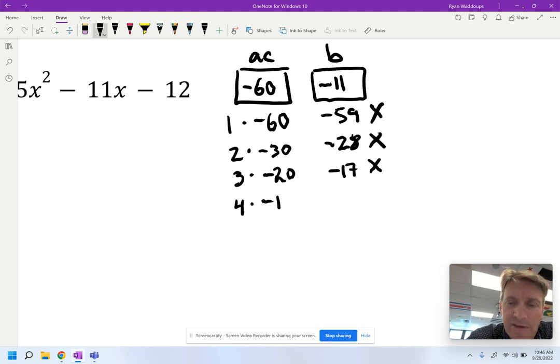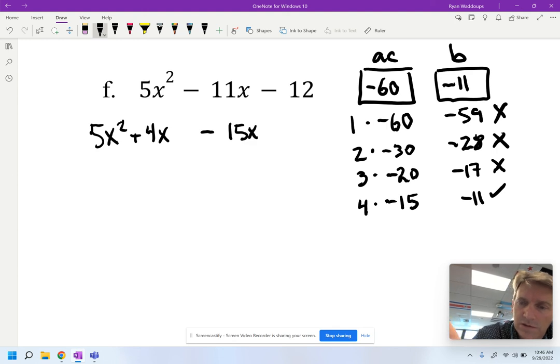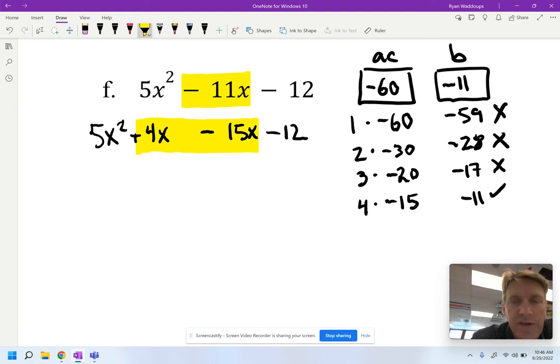4 times negative 15 would give me negative 60. 4 plus negative 15 is negative 11. Those are the numbers we're looking for. So I'm going to come over here and do it by grouping again. 5x squared plus 4x minus 15x minus 12. So this negative 11x is the same as 4x minus 15x. If you combine those, you get negative 11x.